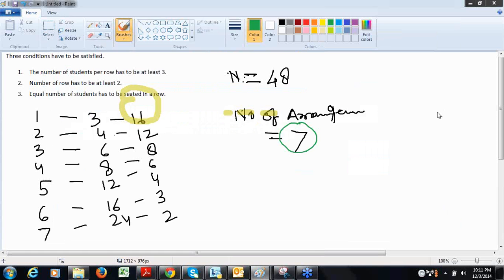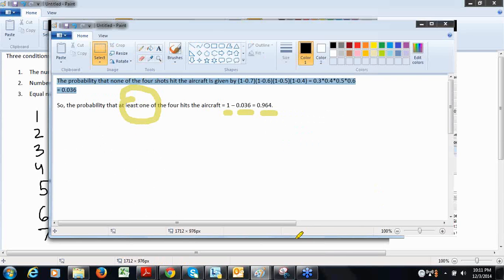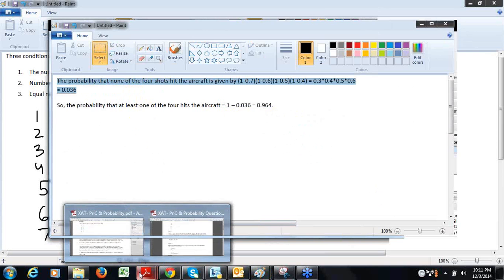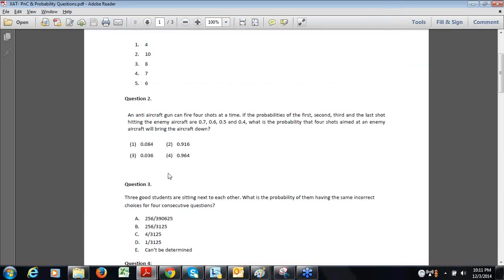Do we have an option 0.964? If we have option 0.964, we have option number 4. We'll go ahead and mark option number 4. 0.964 will be the answer.